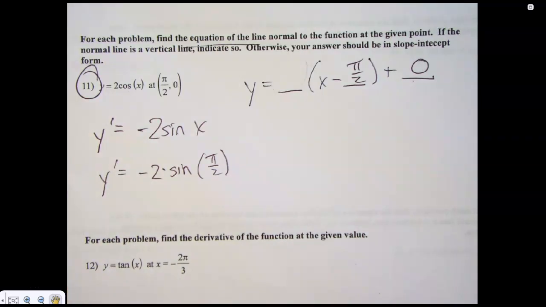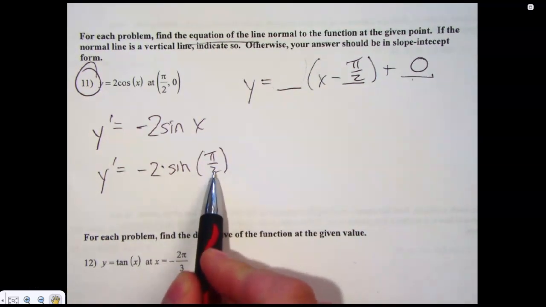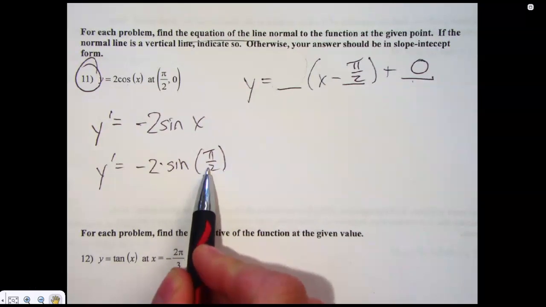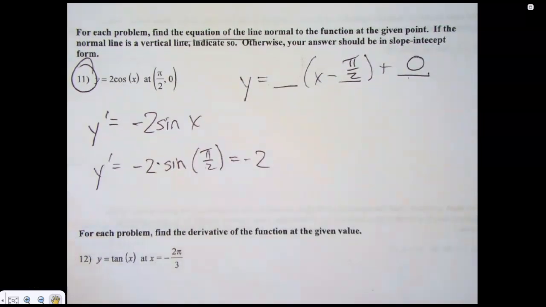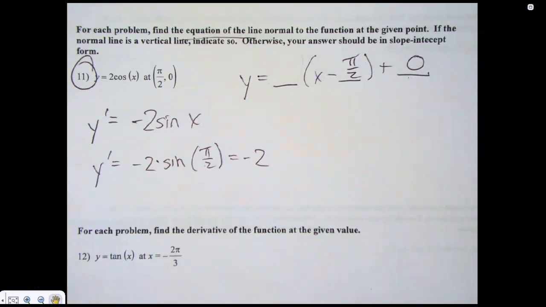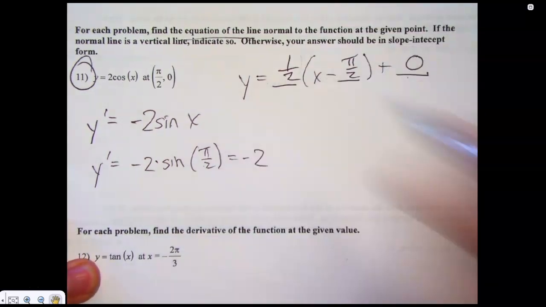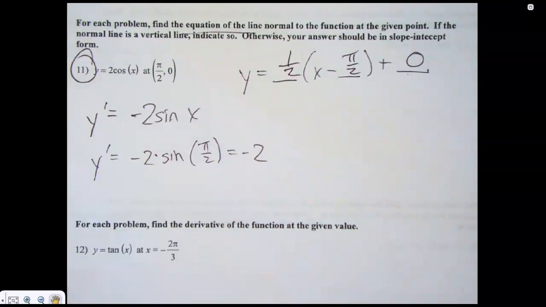Okay. So pi over 2 is 90. Sine of 90 is what? That's the y value up at the top of the circle, so that's 1. So this is negative 2. But that's the slope of the tangent line, right? So what's the slope of the normal line? Positive 1 over 2. And that's typically an acceptable answer. In this case, they say put it in slope-intercept form, so I'll do that in a second. But how many got to here?